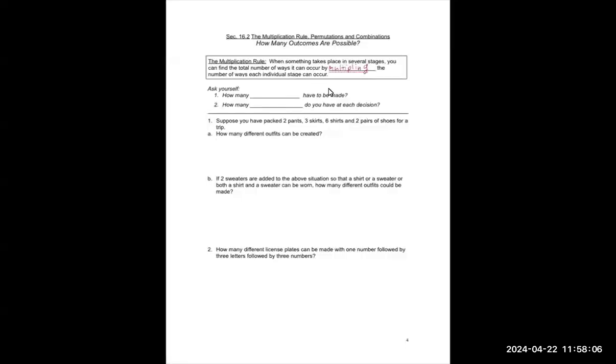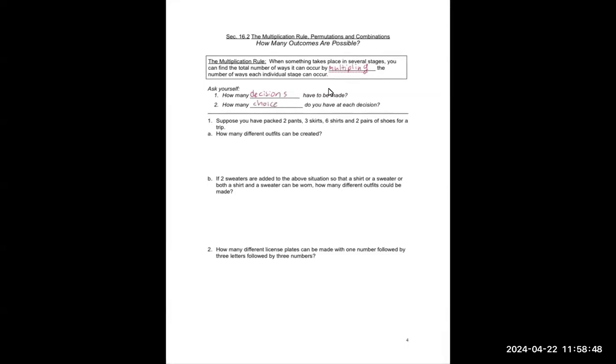So you have to first figure out how many different decisions you need to make. In the example that I just went over, we had to decide a chairman first. And then the second decision we had to make was who was going to be the treasurer. So there was two decisions. That tells you the number of times you're going to be multiplying. And then, how many choices do you have with each decision you need to make? That's the second question we need to ask, because that determines what numbers we will be multiplying together.